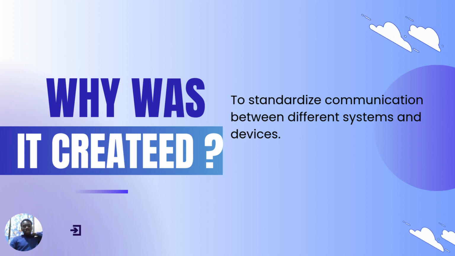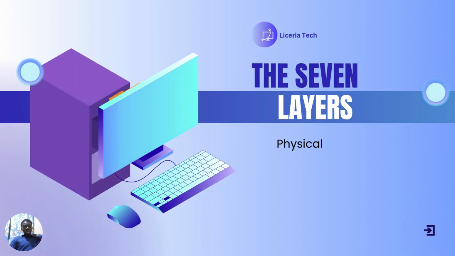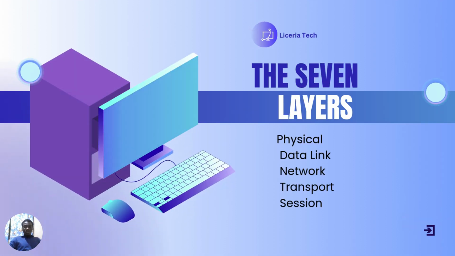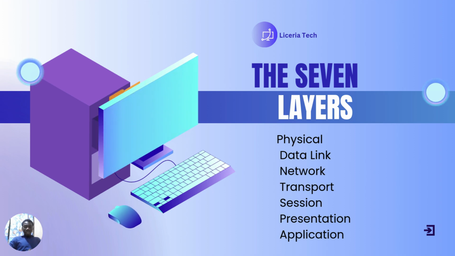So we have 7 layers of the OSI model. All right, so let's talk about the 7 layers. We have the physical layer, the data link layer, the network, the transport, the session, and then lastly, the application. So now let's explain it, starting from the bottom, which is the application layer.